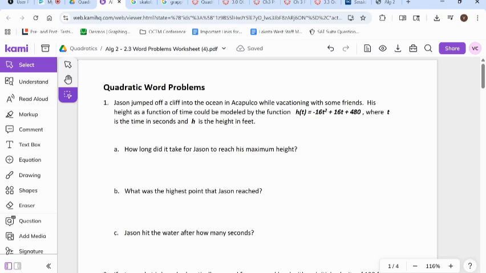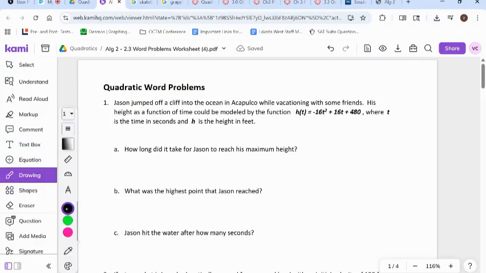Okay, let me explain how to do these quadratic word problems. I'm really not teaching you anything new. All I'm doing is working one of the examples and giving you some hints and tips along the way. So we've got Jason. He's jumping off a cliff into the ocean. There's an equation that gives us the function that I'm going to be graphing, but I'm not going to do it very accurately. I'm just going to sketch a graph so I have an idea of what I'm supposed to find. T is the time in seconds and H is the height in feet.